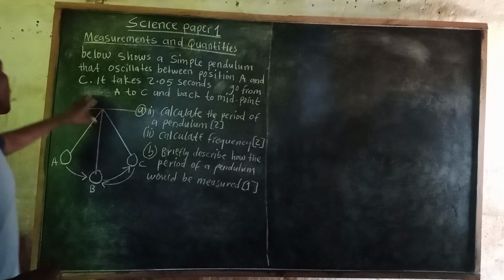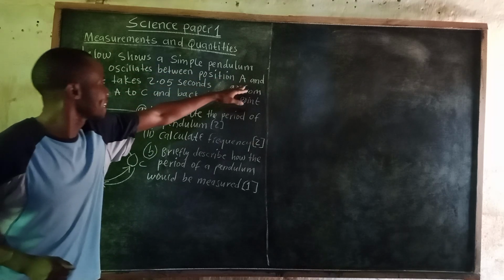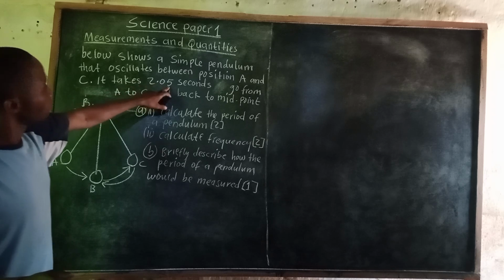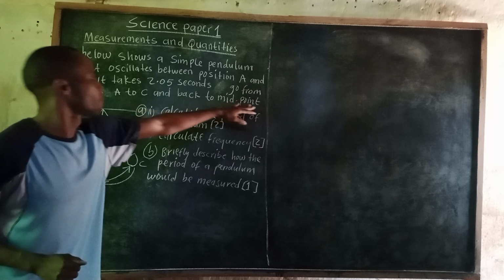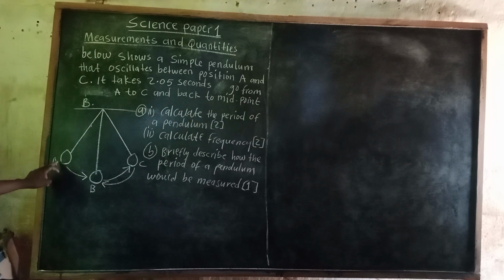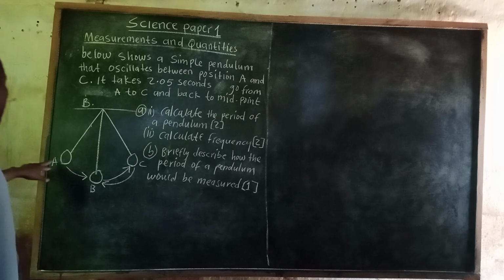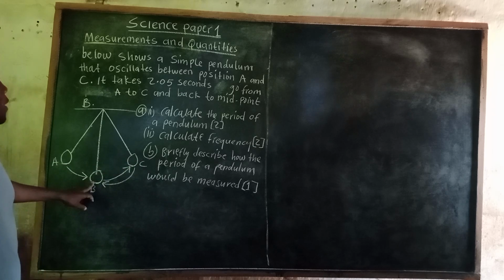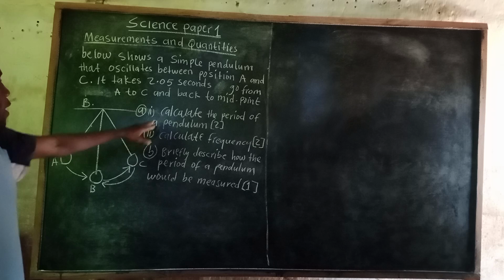Below shows a simple pendulum that oscillates between position A and C. It takes 2.05 seconds to go from A to C and back to midpoint B. So we are saying it takes 2.05 seconds from this point going up to C and coming back to B. Then let us look at the question that we have.